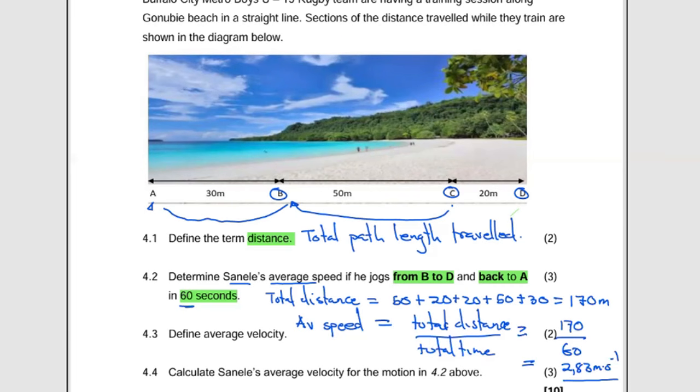Remember, speed is a scalar quantity. That's why even if I'm going back to A, I still add using a positive value, because distance is a scalar quantity. It doesn't require direction.